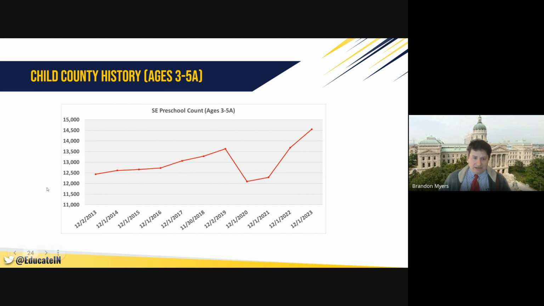These numbers obviously are a lot smaller than our school age population. So the decrease looks very dramatic. It was about 1,500 kids. That's a lot in 1 year for the preschool population. So as you can see, it has recovered and is now kind of back on its sort of increasing rate that it was before COVID.